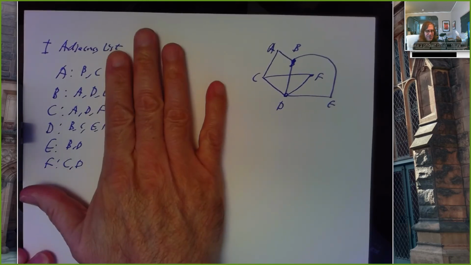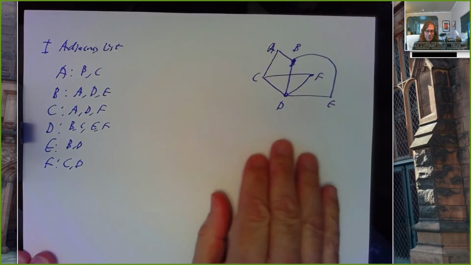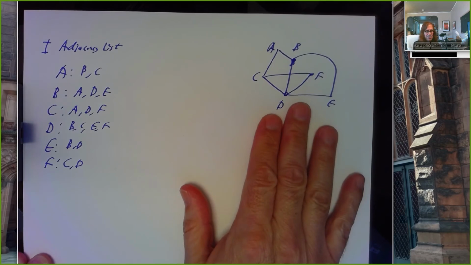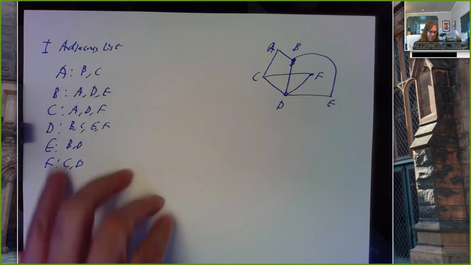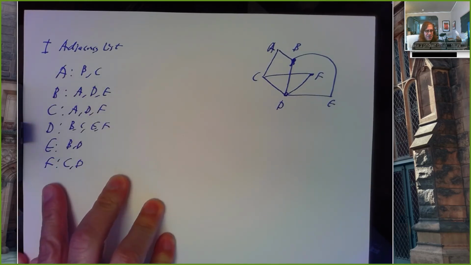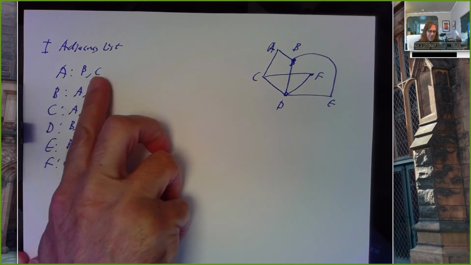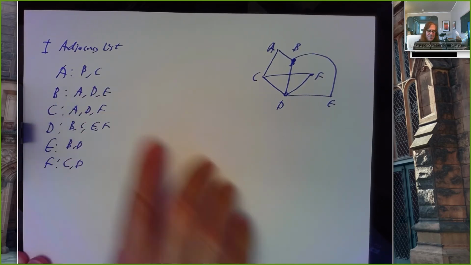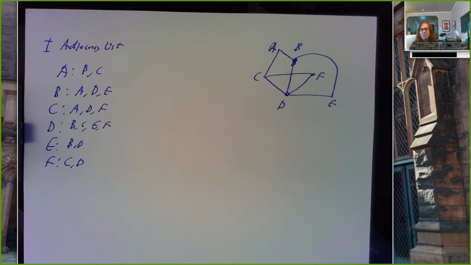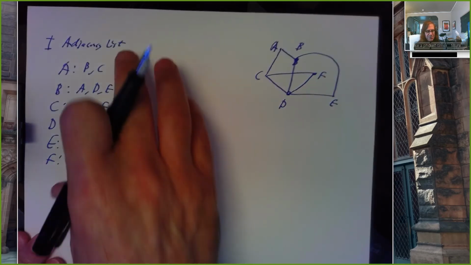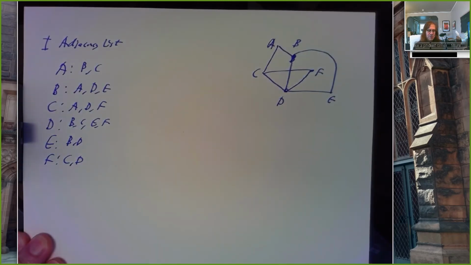And if you were given this list, you could draw this picture. Now, you wouldn't come up with exactly the same picture I drew, but you would draw 6 vertices, A through F, and you would draw an edge between A and B, A and C, B and A, B and D, B and E, and so on. And you would end up with something equivalent to that graph. So this captures all the information that this picture does.